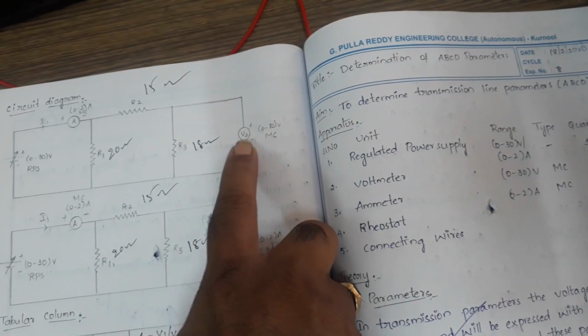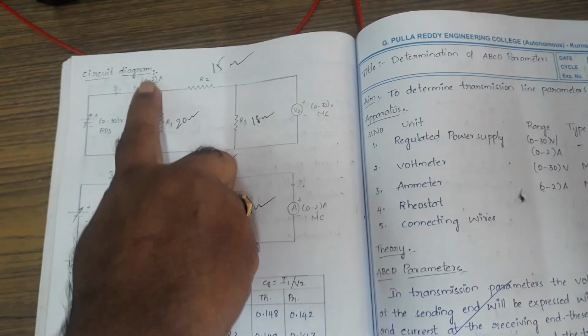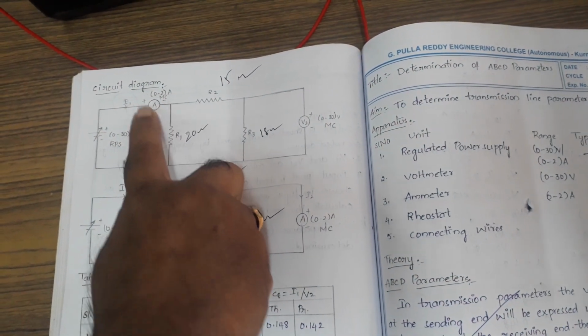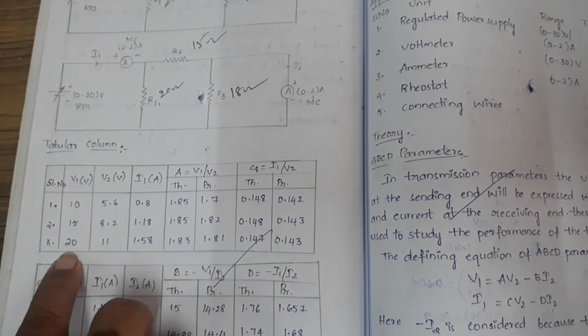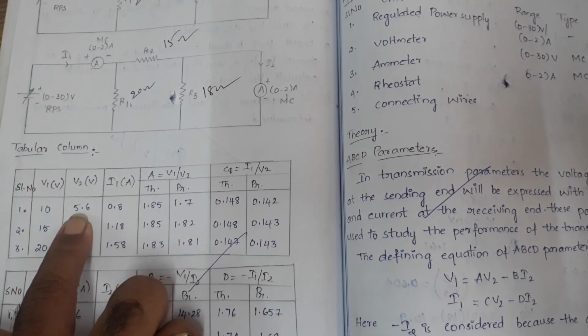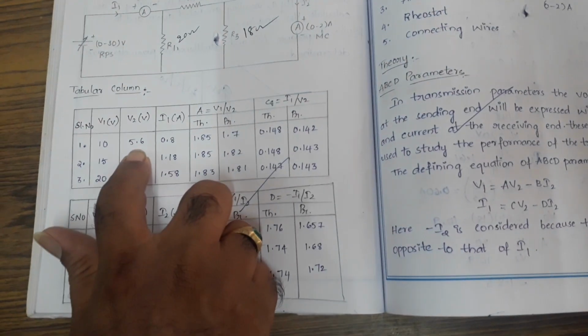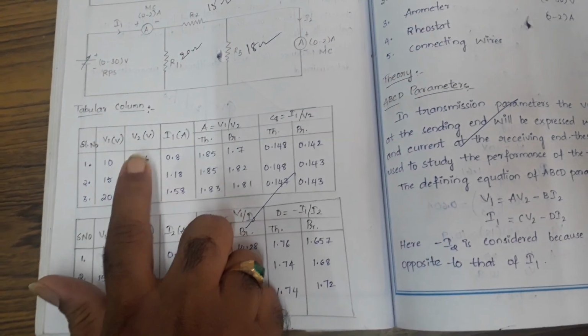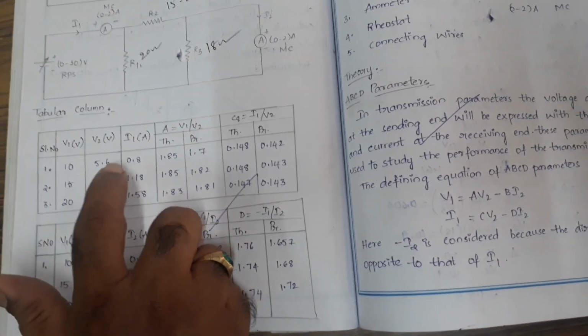To calculate the ABCD parameters, the required quantities are V1, V2 and I1. V1 is the voltage applied from the RPS. V2 is the voltage at the secondary port. I1 is the current flowing in the primary circuit towards the input port. We apply 10 volts, 15 volts and 20 volts in this experiment. Then calculate the practical values. Theoretical values you calculate on your own, depending on network reduction techniques, KCL or KVL, whichever technique you use. Then the practical values you send through Google Classroom.